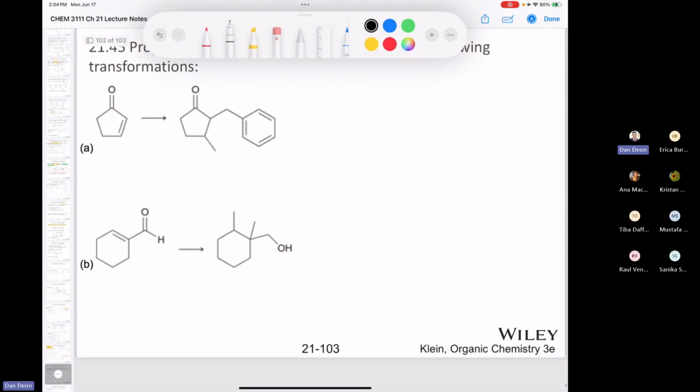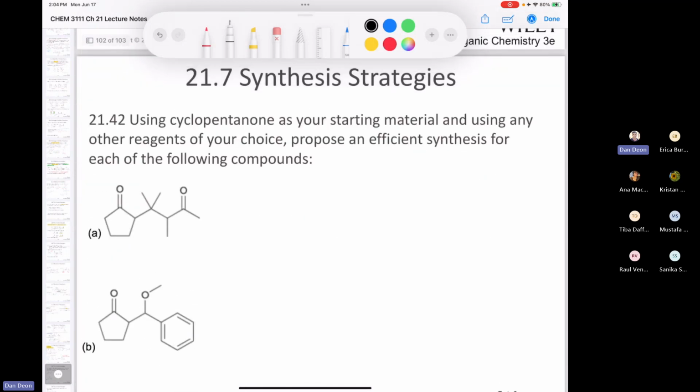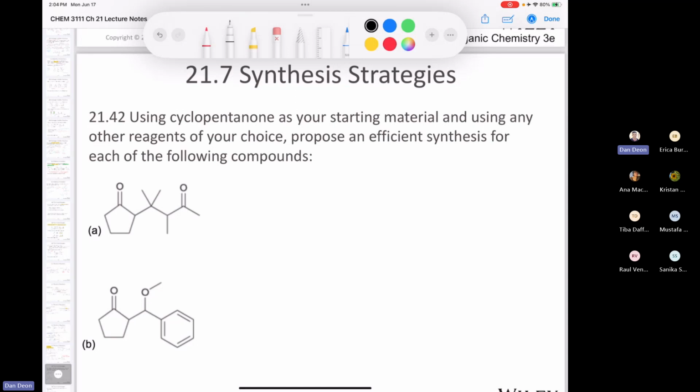So what we're going to do is there's 4 problems here. I think we deserve a break since I've been lecturing for about an hour. I think we deserve a break before we try these.